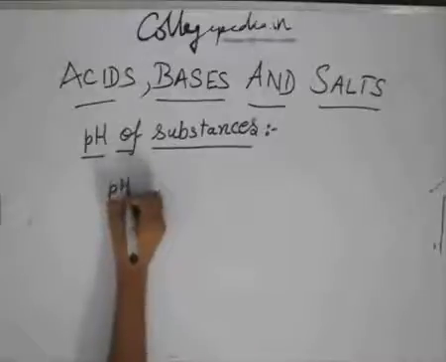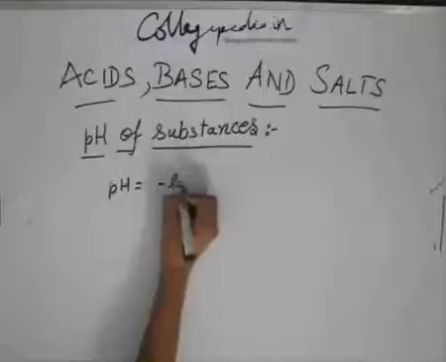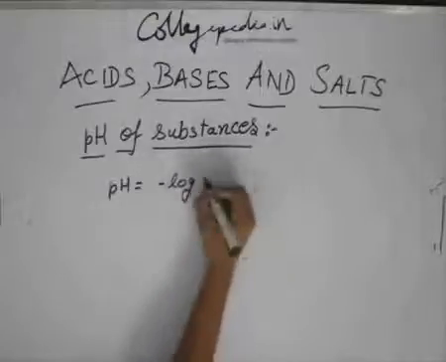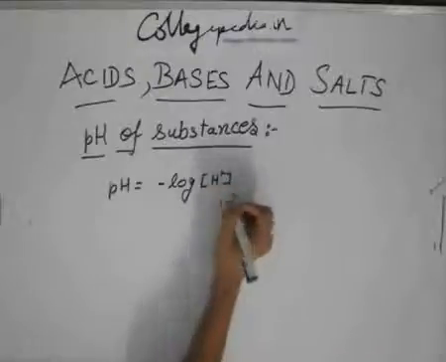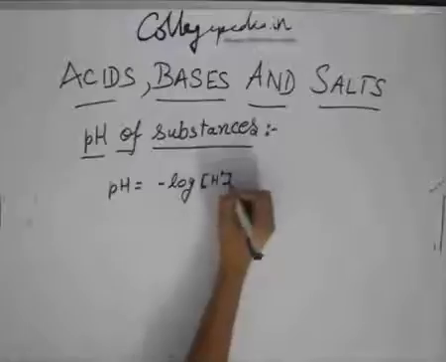pH is defined as the negative logarithm of the concentration of H plus ions. This square box refers to concentration.